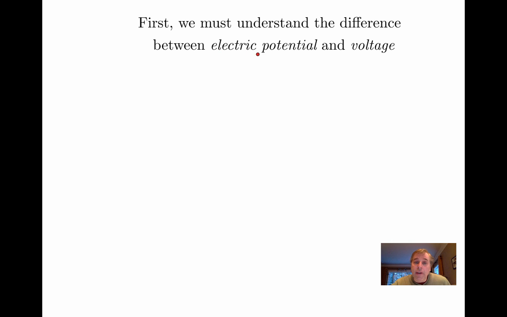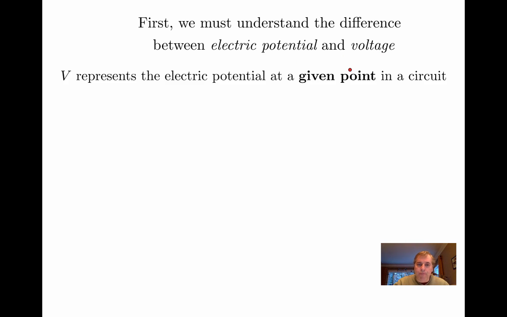The other thing is that I'm going to often drop the word electric, because I'm focusing just on electric circuits. I might talk just about the potential or the potential energy, but I must make the distinction between potential and potential energy. Now, electric potential, in everyday life, people usually don't use that word very often. We talk often about voltages. So I'll tell you how they're related, but they're different. Okay? So we use the symbol V to represent the electric potential at any given point in a circuit.